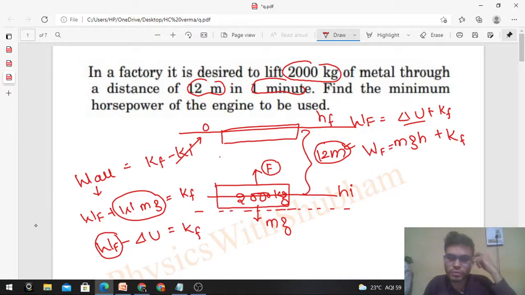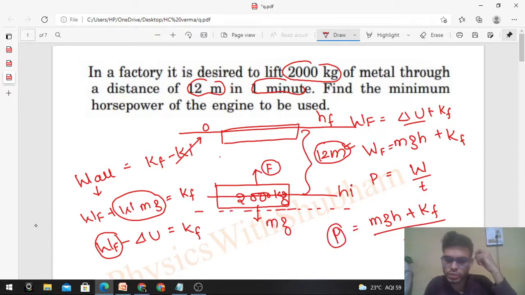Now we have to calculate the power, right? So what is power? Power is work upon time. So time is also given, 1 minute. So we can write power as mgh plus KF upon time. Now he has given that find the minimum horsepower. So you have to minimize this power. So you can see m is constant, g is constant, h is constant, right? Time is also constant. Final kinetic energy we don't know.